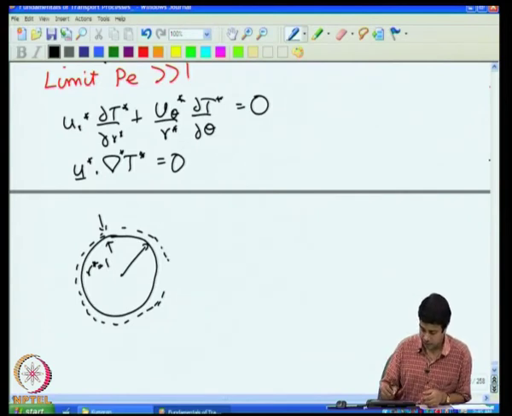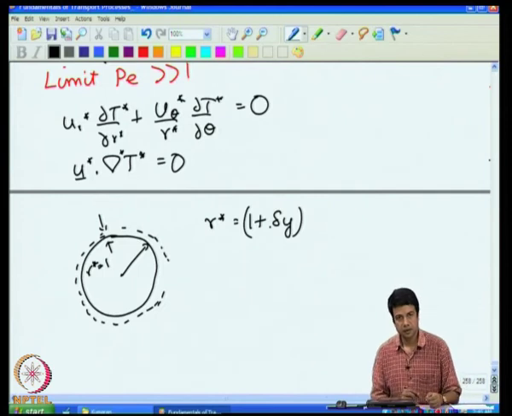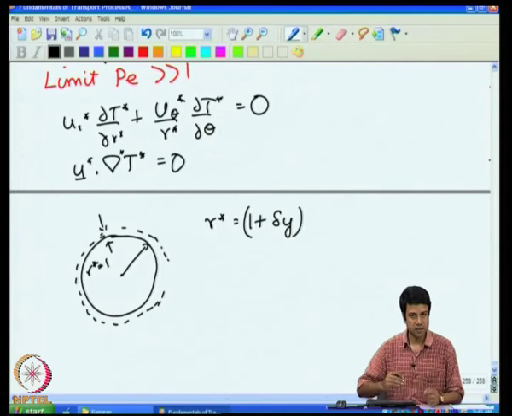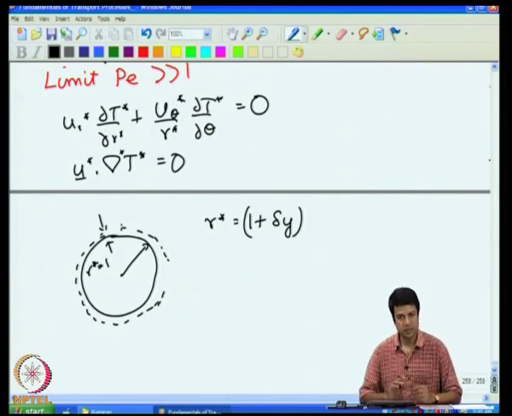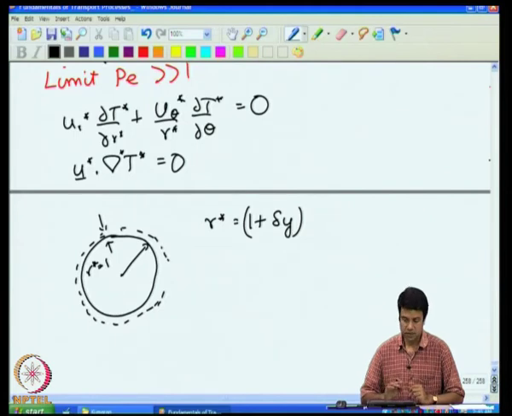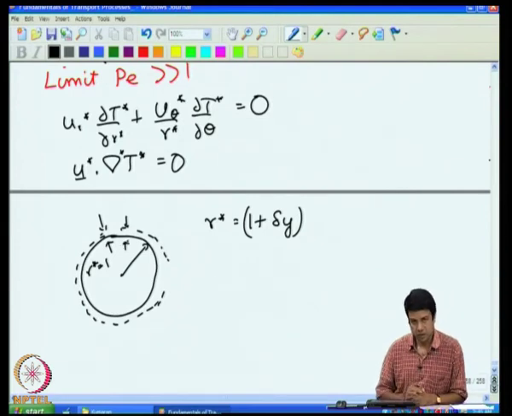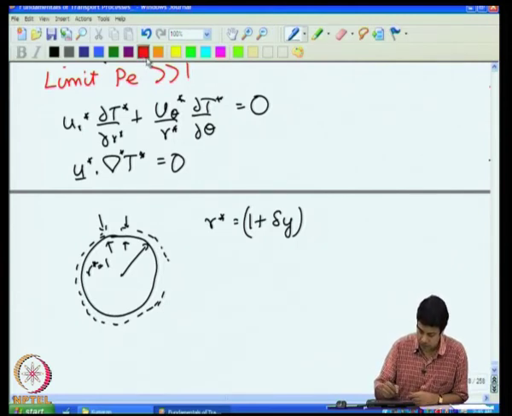Therefore, I will postulate that there is another coordinate, r star is equal to 1 plus delta y, where y is a scaled distance within the fluid away from the surface. It is basically delta times y that is the distance of a point from the surface, because r star equal to 1 is the surface. So, r star equal to 1 plus delta y gives you the distance of a point in the fluid from the surface of the sphere. And that distance has to be small for there to be a balance between convection and diffusion. So, this y is the variable that I am using.